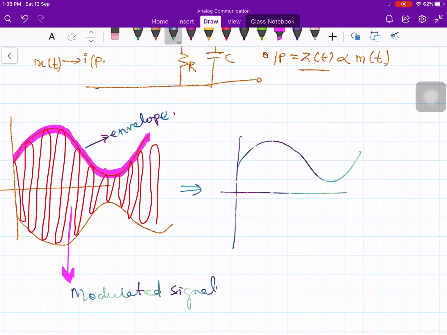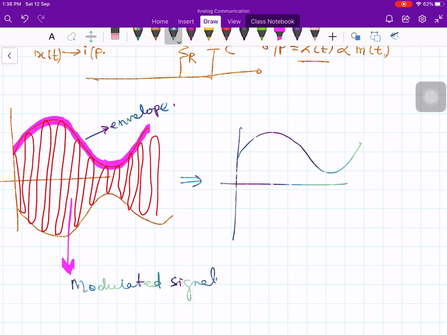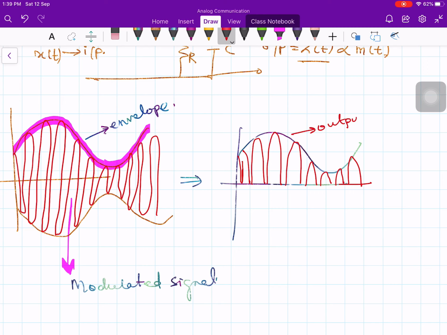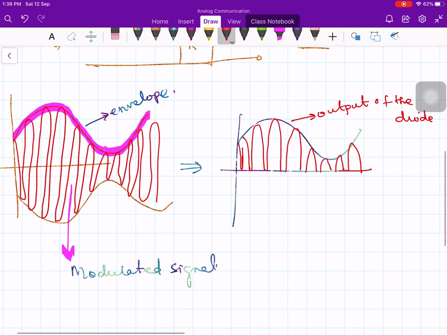The negative half cycles cannot make it forward biased. Therefore your signal looks like this. So this is the output of the diode. Negative half cycles are removed by the diode. So we only need to understand what is happening during the positive half cycle of the carrier wave. No need to worry about the negative half cycle of the carrier wave.